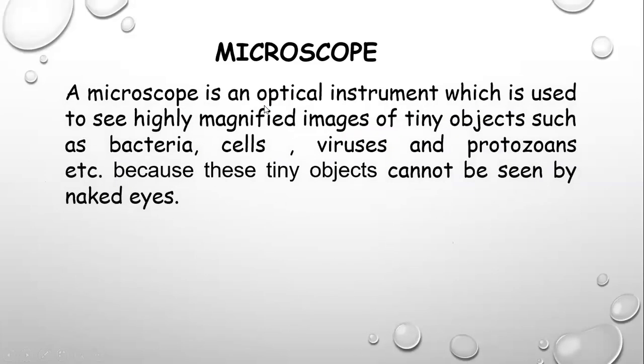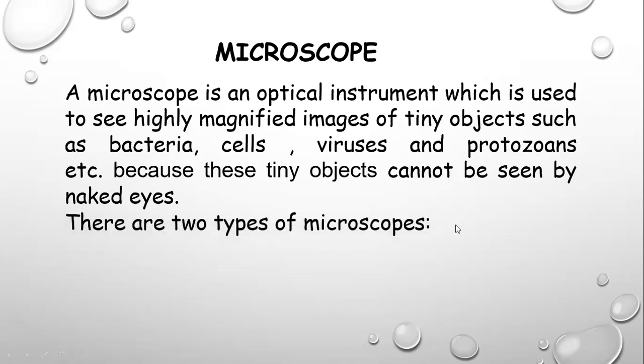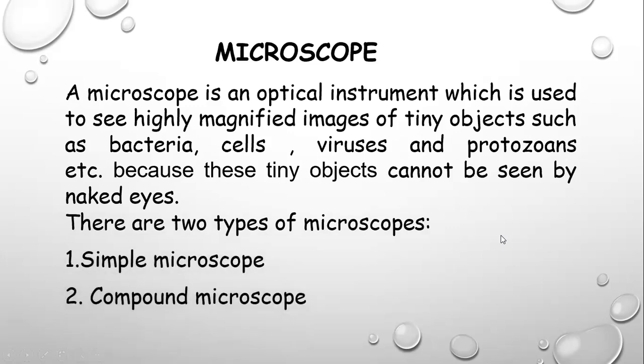A microscope is an optical instrument used to see highly magnified images of tiny objects such as bacteria, cells, viruses, and protozoa that are not seen by the naked eye. Those are not visible to the naked eye, but with the help of the microscope, we can see very, very small cells, bacteria, and viruses. Okay, there are two types of microscope. One is called the simple microscope, the other is called the compound microscope.